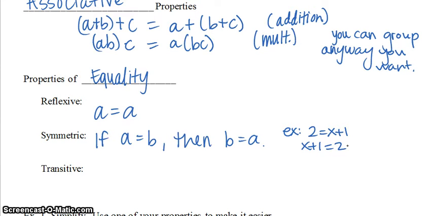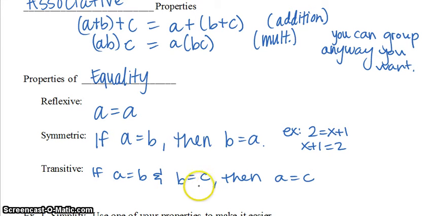Okay, same thing. Transitive is basically saying if A equals B and B equals C, then that means that A has to equal C. Because if B is already equal to both of them, then why wouldn't they be equal to each other? So those are the properties of equality: reflexive, symmetric, transitive.